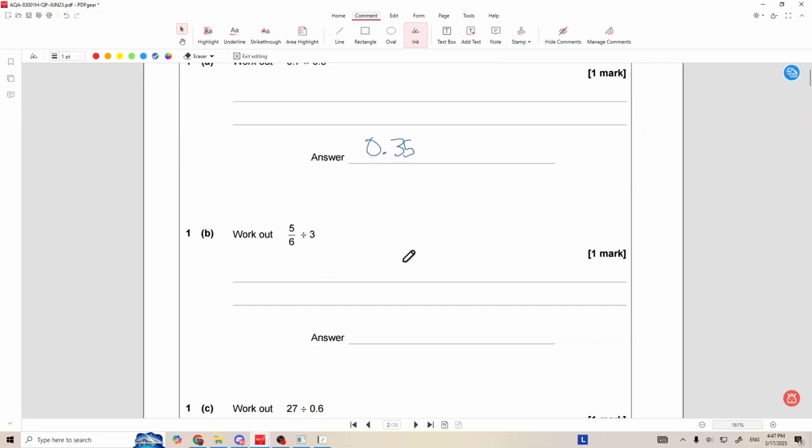Okay. Work out 5 over 6 divided by 3. So 5 over 6 divided by 3 is equal to 5 over 6 times a third. So you just do the thing where you times the top and the bottom, and then it's 5 over 18. So that's my answer, 5 over 18.